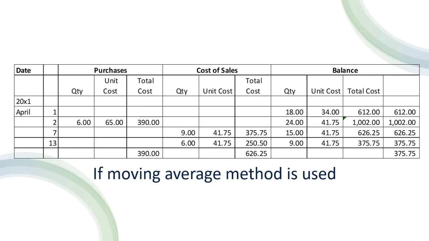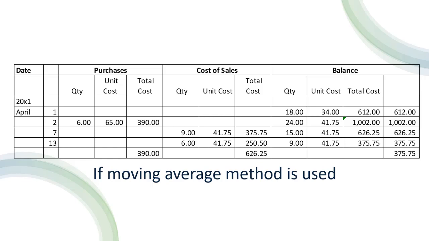Now in case we use moving average, what we do is whenever we have a new purchase, we try to recalculate the unit cost, based on the average cost of the units held over the total cost of the inventory. So in this case, we have 1st April, that's the balance, just the same. 2nd April, we had purchases of 6 units with the unit cost of 65.